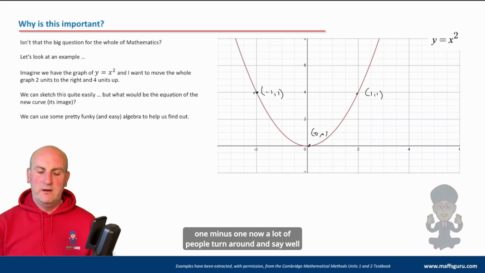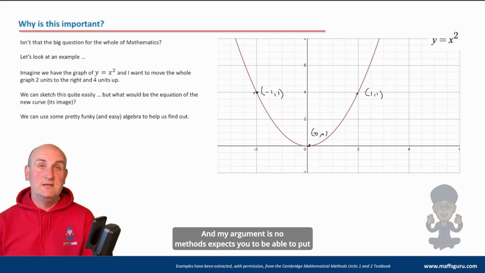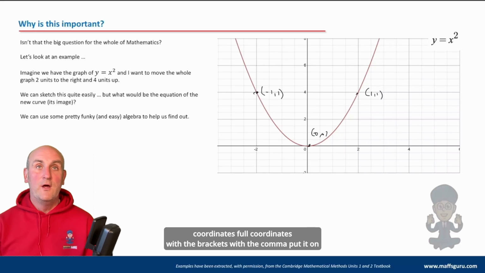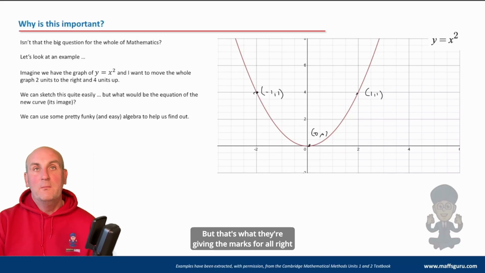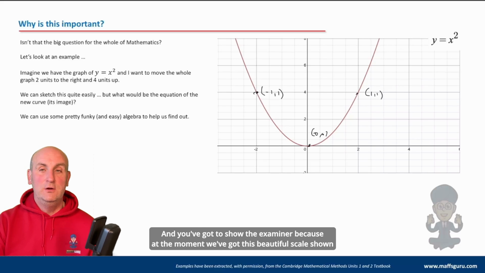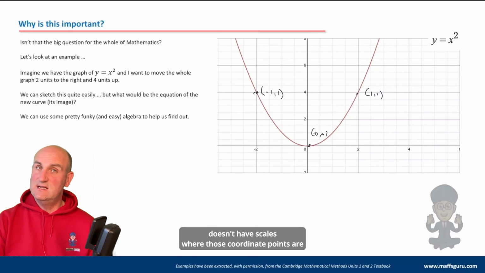Now, a lot of people turn around and say, well, can't I just put 0 here? The graph's already got a 0 on it. And my argument is no. Methods expects you to be able to put full coordinates, with the brackets, with the comma. Yes, it's tedious, isn't it? I mean, oh, this course is horrible. But that's what they're giving the marks for, all right? And you've got to show the examiner, because at the moment we've got this beautiful scale shown, but you've got to show the examiner on things that don't have scales where those coordinate points are, all right?